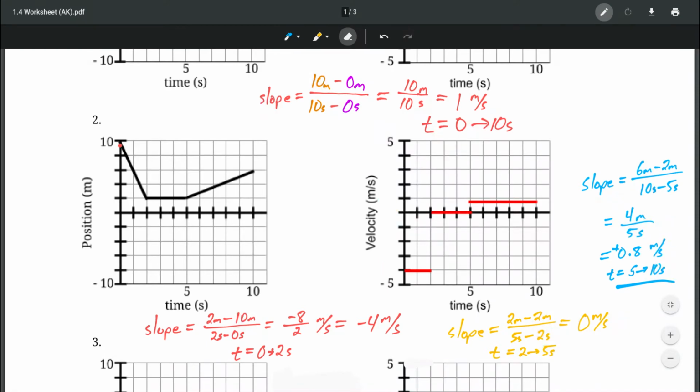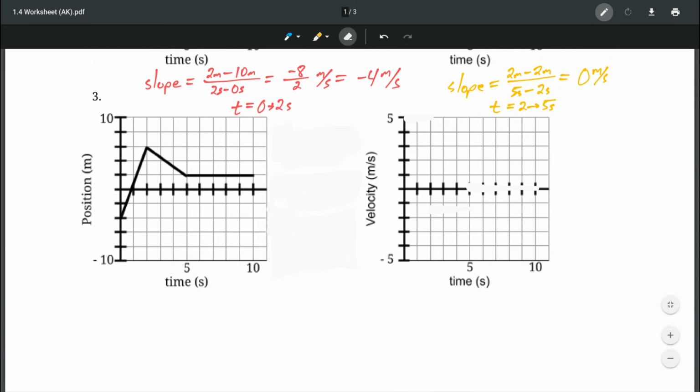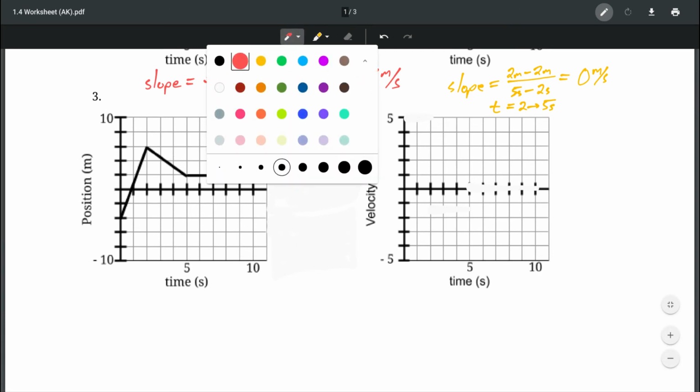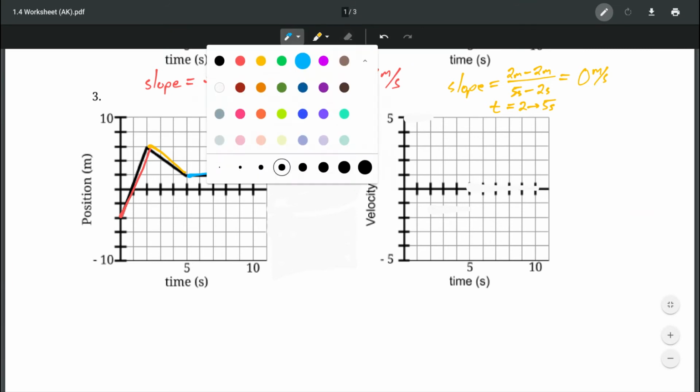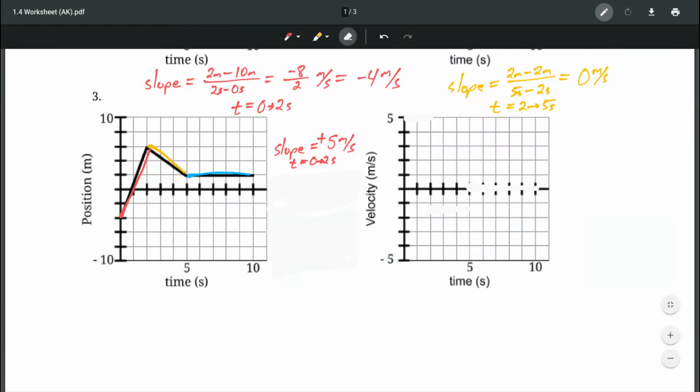For the next problem, we've got 3 distinct sections, just like the last one. And so each one deserves its own slope calculation, and then that slope will be transferred onto the velocity time graph. So we've got a positive 5 slope for the first 2 seconds. That's up here. Then we have a -4/3 or 1.3 slope for a section of 3 seconds. And then we have a 0 slope at the end for the last 5 seconds.